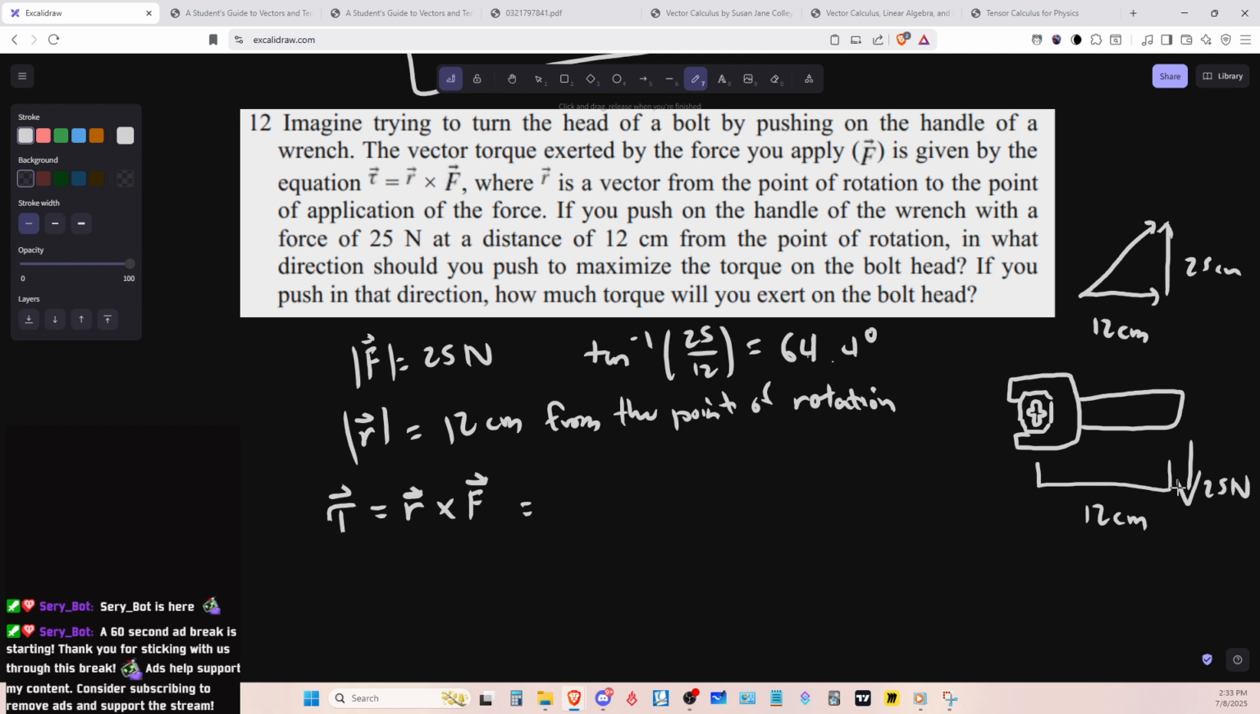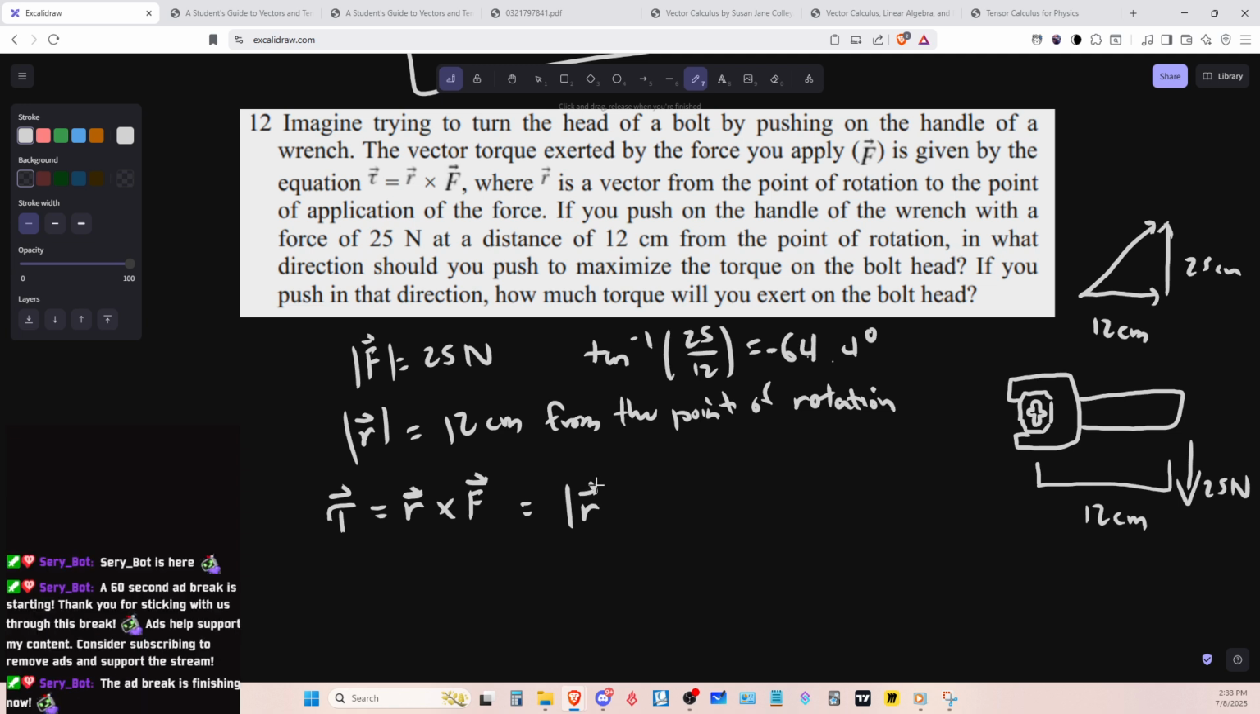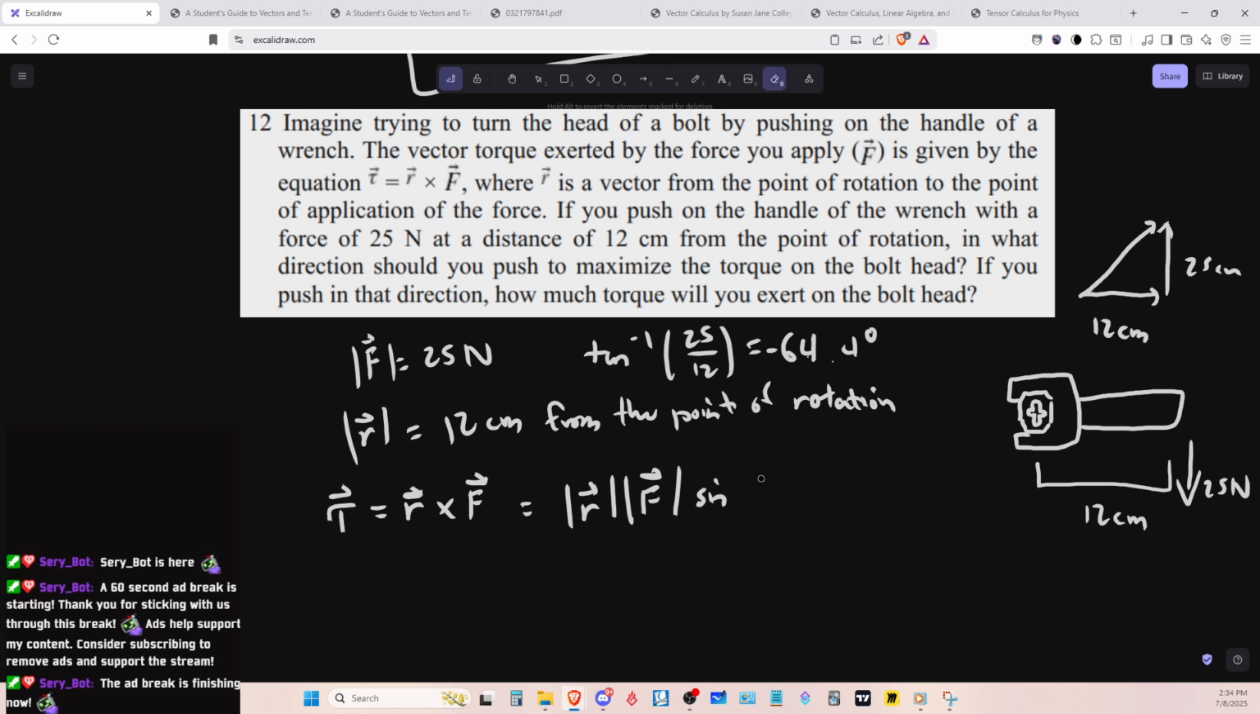If you push in that direction, how much torque will you exert? So I think we have to use this angle, but it's going to have to be the negative version of this angle, below the horizontal. Let's just try this and see how it works. I think the formula we can use is the one I was thinking about: sine of, let's say, -64. Well, actually, we should just leave it in a general case with the unit vector there.